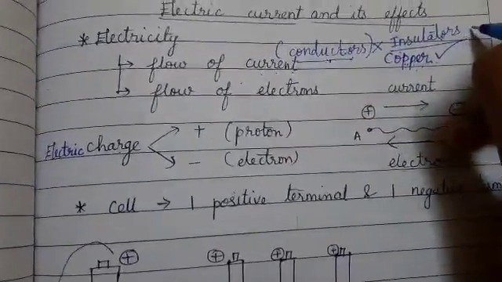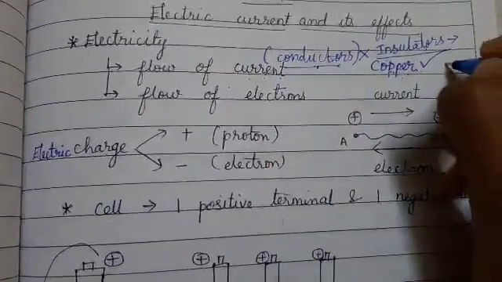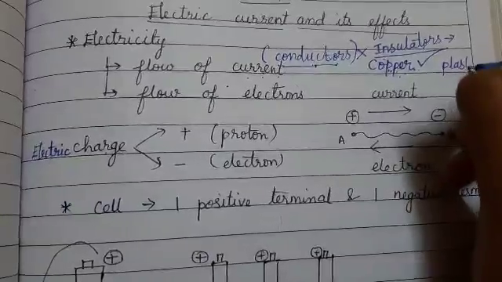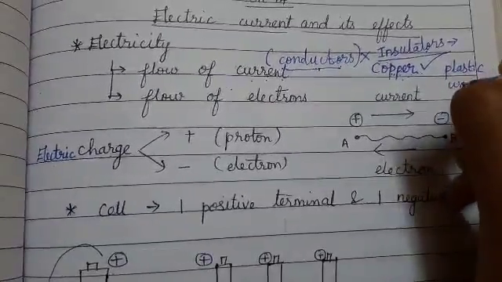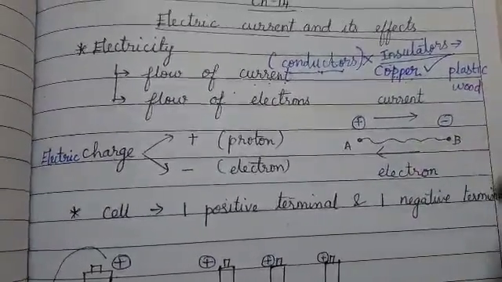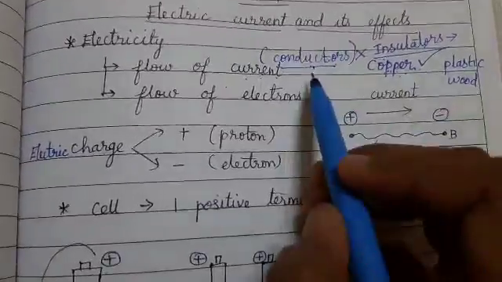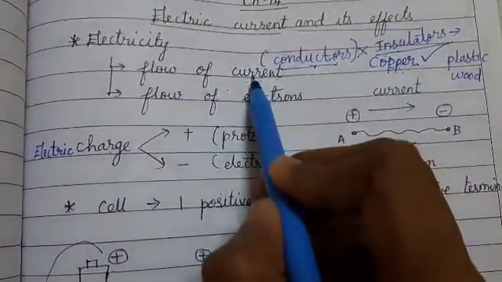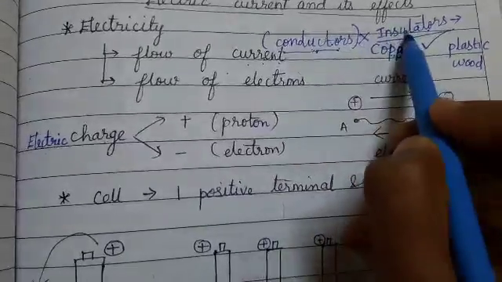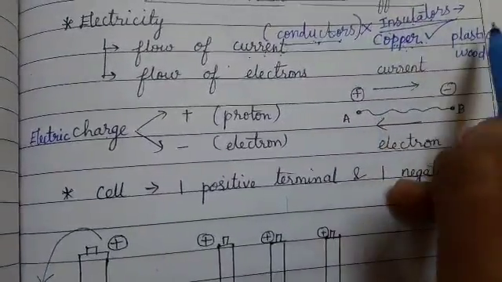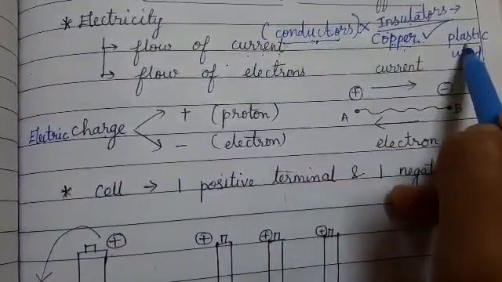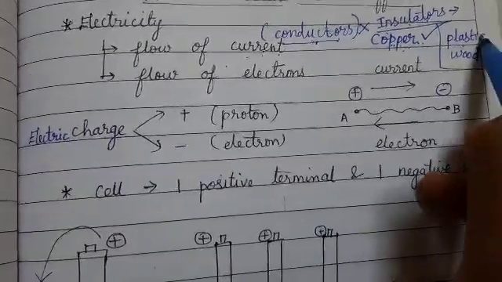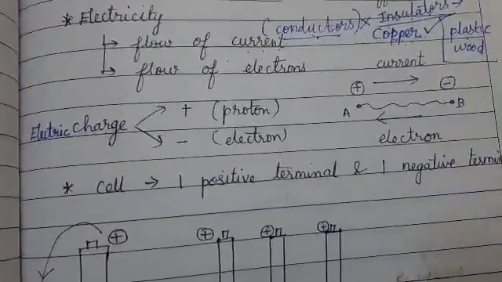What can be the examples for insulator? Like plastics, wood. Okay. So conductors means the materials which allow the flow of current through them, and the opposite of it is insulators. Insulators will not allow the current to flow through them. Their examples would be plastic and wood.